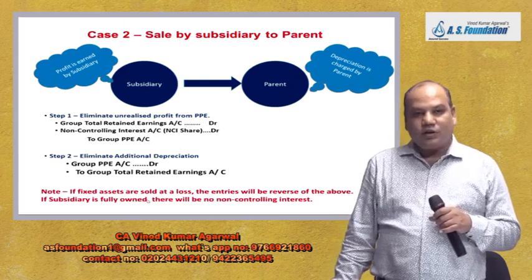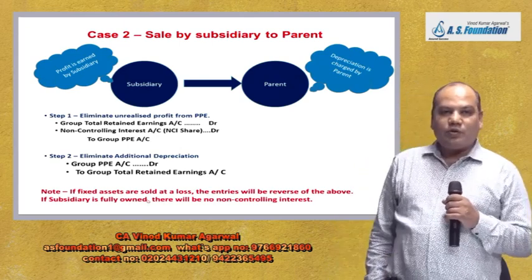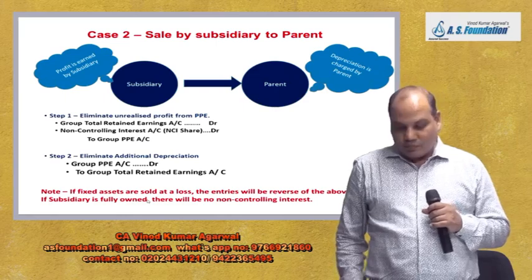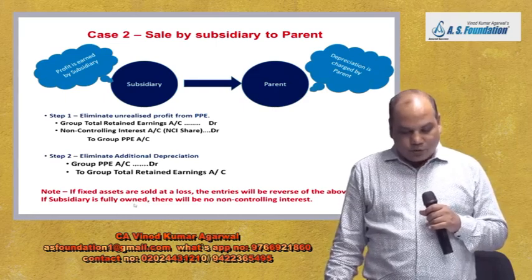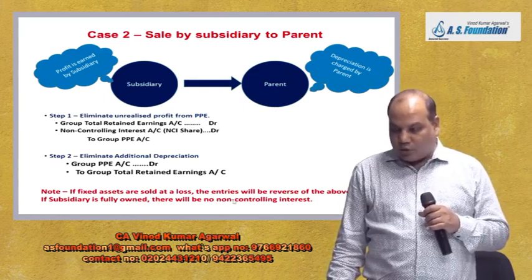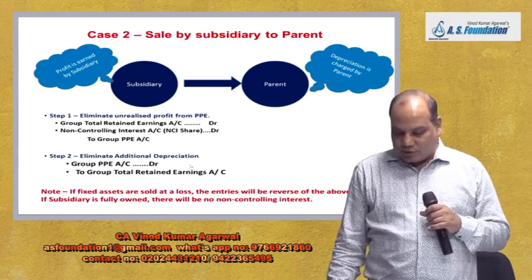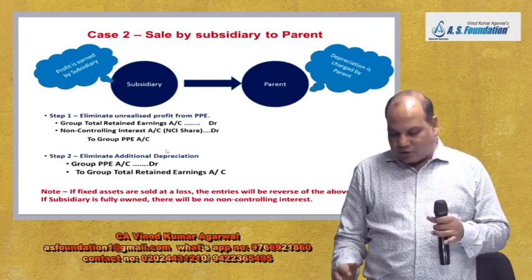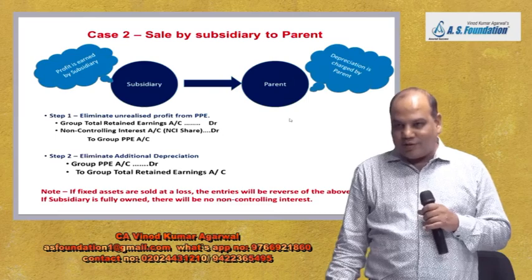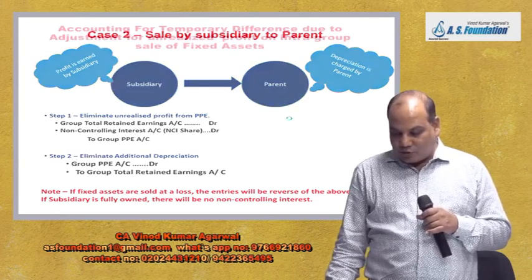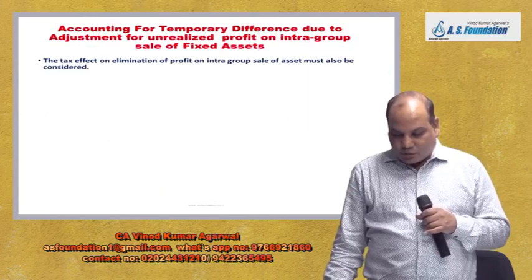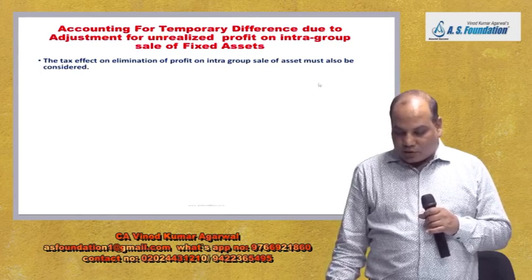If the fixed assets are sold at a loss, above entries will be reversed. Second note, if the subsidiary is fully owned, there will be no NCI adjustment. Then it doesn't matter whether it is upstream or downstream, if there is no NCI. Now one more adjustment they may ask you to do.